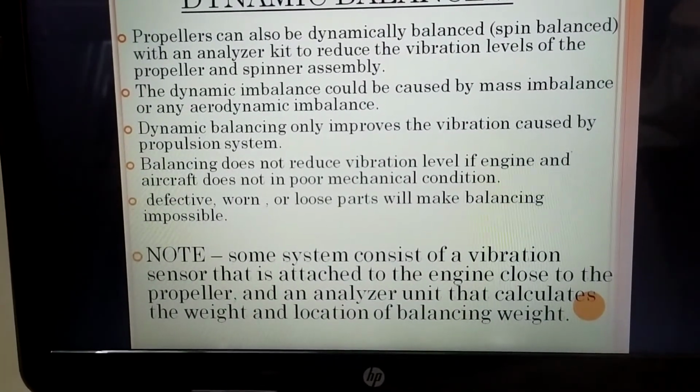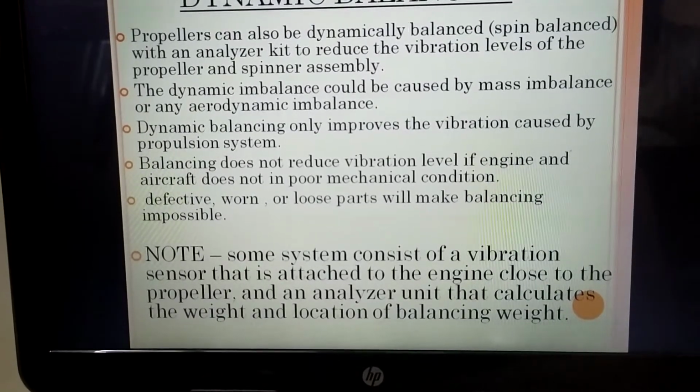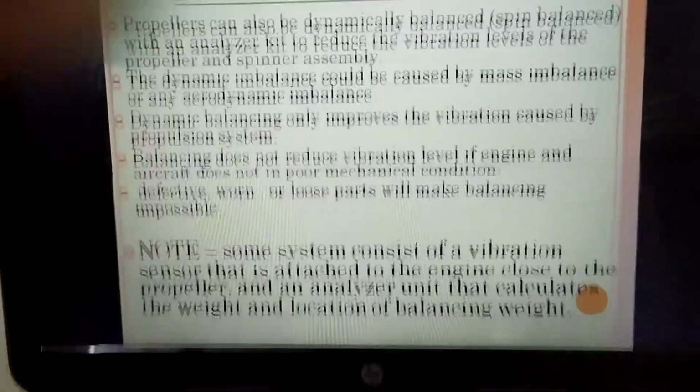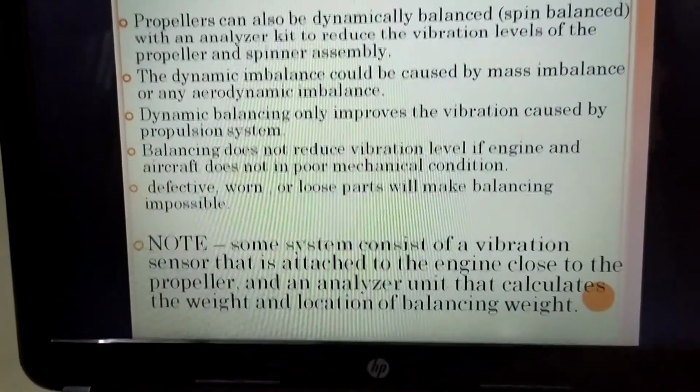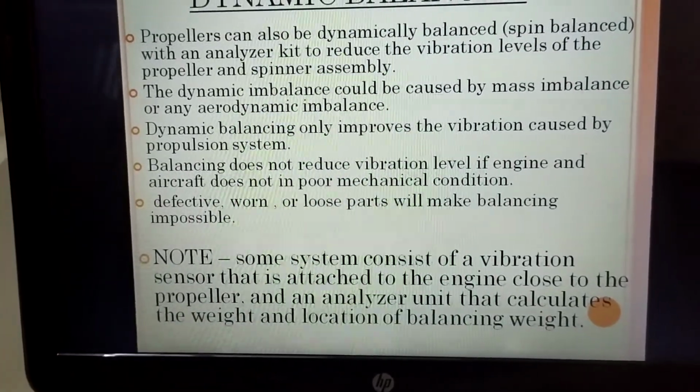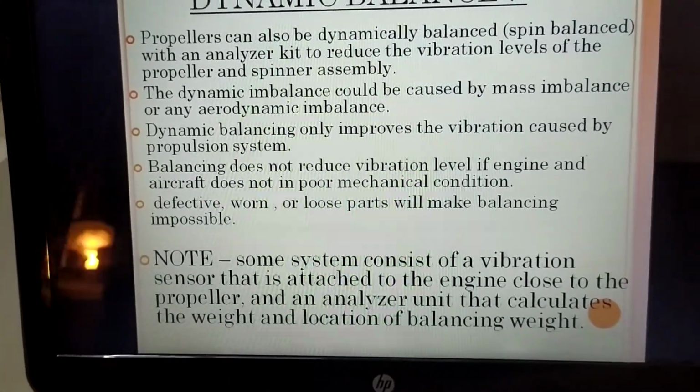Balancing does not reduce the vibration level if the engine and aircraft are in poor mechanical condition. If the engine and aircraft have major damage, then balancing will not be the most important factor. Balancing will not reduce this.